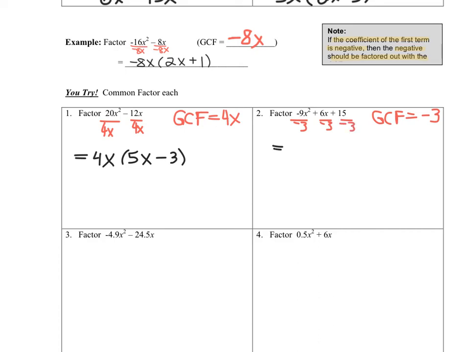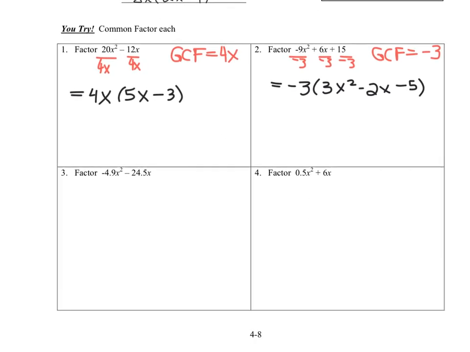So when I write my final answer, I'm going to put my greatest common factor out in front, and then negative 9x squared divided by negative 3 is 3x squared. 6x divided by negative 3 is negative 2x. And then 15 divided by 3 is negative 5. And again, if you're not sure if you did it correctly, distribute that negative 3 back into your expression and see if you get the start.